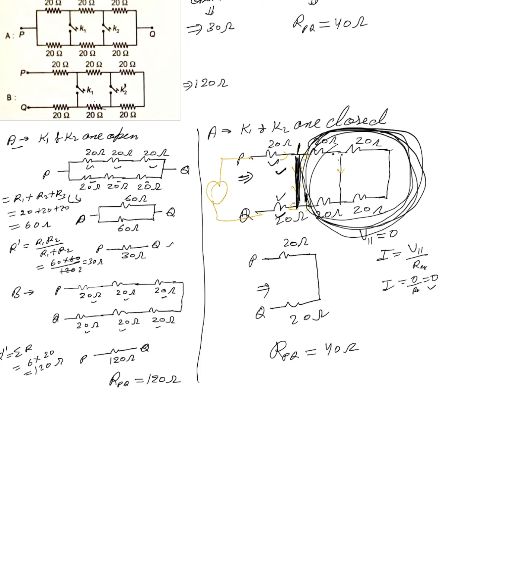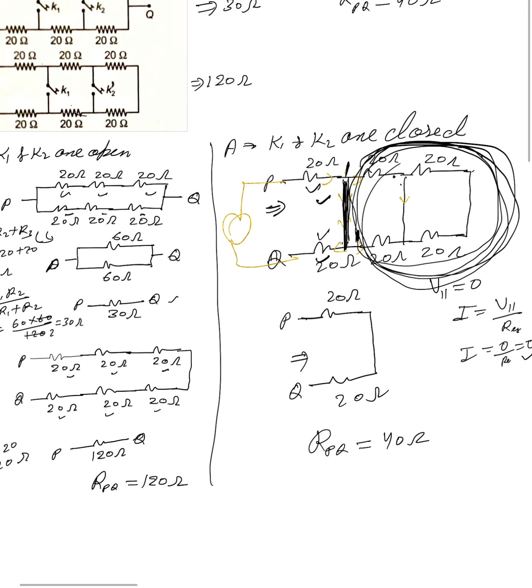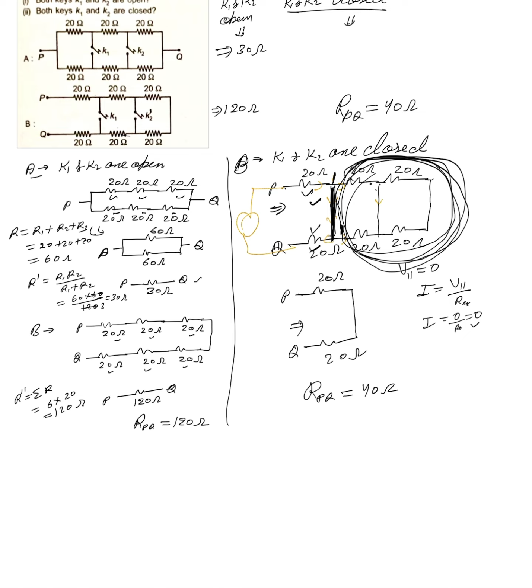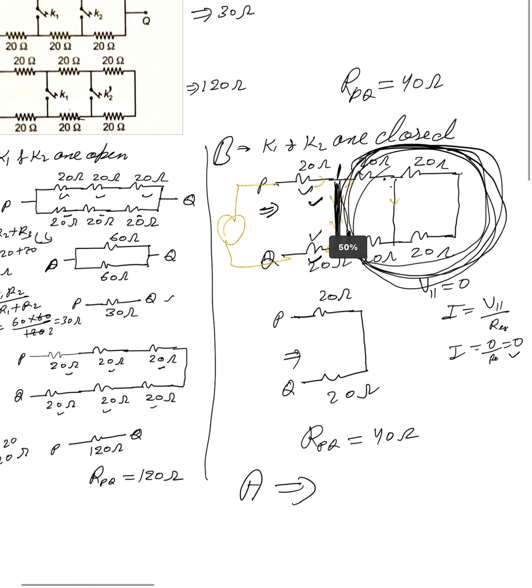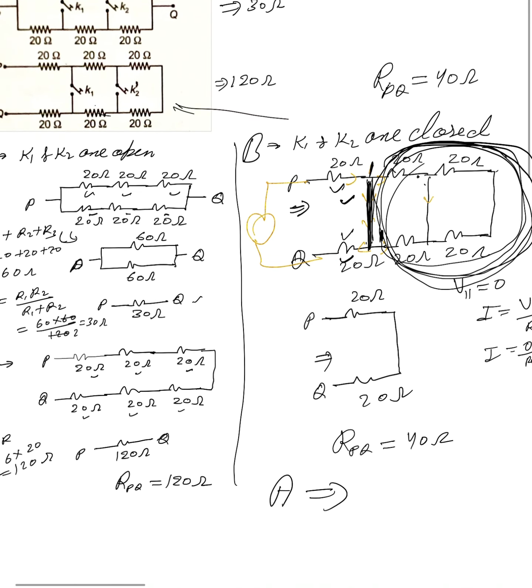That is actually B. I am solving the B part, not the A part. So R of PQ is basically 40 ohm. Clear or not? Now we are focused on the first one. This one is the B part, so make here B. Now we are focused on part A. Okay, clear or not? That is the B part.